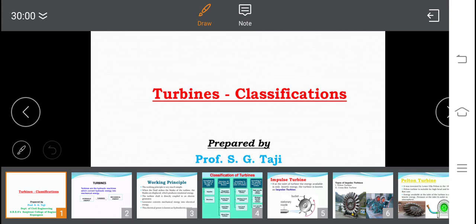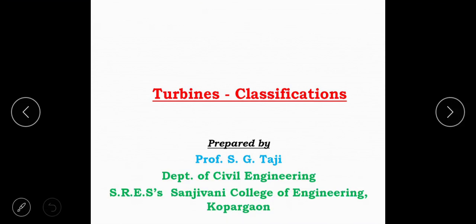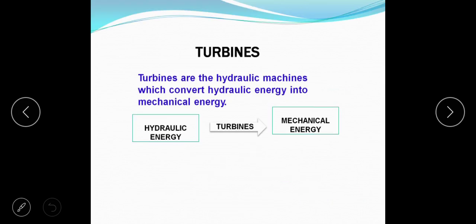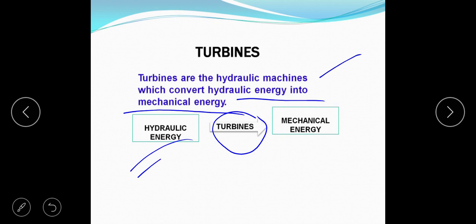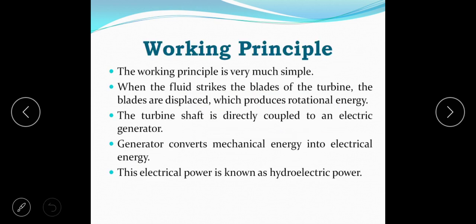Hope so. Today we will take classifications of turbines. How turbines can be classified. Turbines are the hydraulic machines which convert hydraulic energy into mechanical energy.